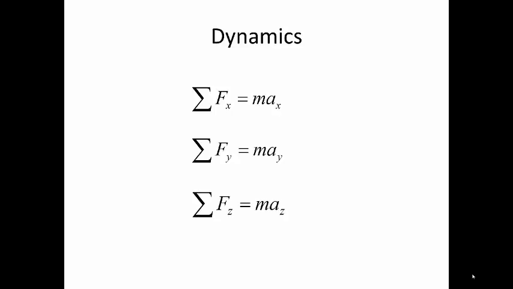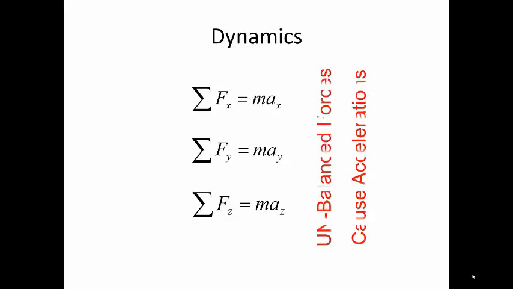For dynamics, we use the same equations that we had in statics, except that now our forces don't balance. We have an acceleration on the objects, so our sum of the forces in the x direction is equal to the mass times the acceleration in the x direction. Sum of the forces in the y direction is equal to our mass times the acceleration in the y direction. And the sum of the forces in the z direction is equal to our mass times the acceleration in the z direction. Notice that in this case, we have unbalanced forces that cause our accelerations.